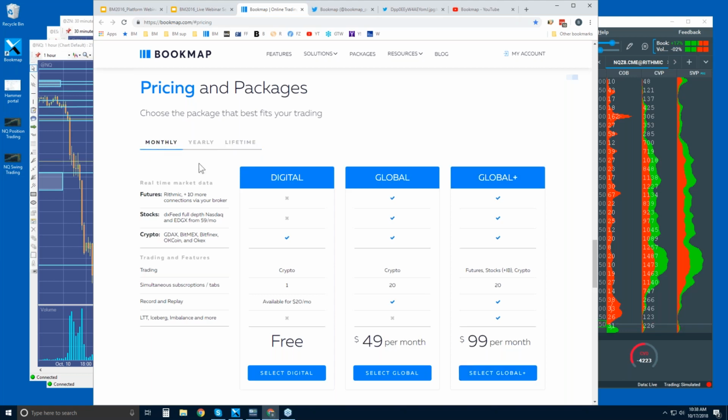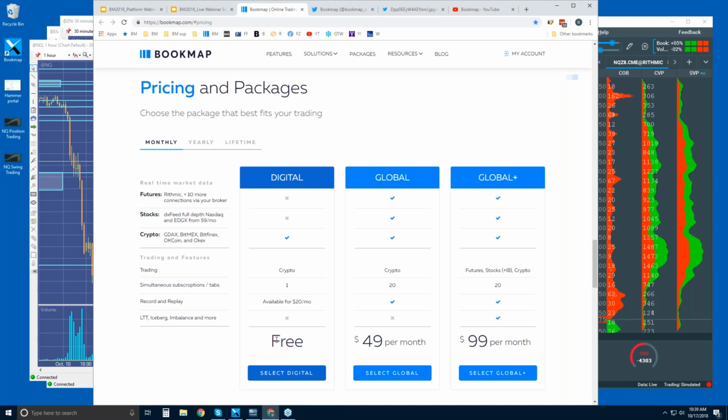Anyway, let me describe what each package is, okay? And we'll look at the monthly version here. The digital version is free. So you can connect to all those digital exchanges I just mentioned, and the data is free, and those markets are always open. So you can connect and be up and running and look at a live market right away. The only drawback here is you only get access to 1 digital currency at a time. That's it.